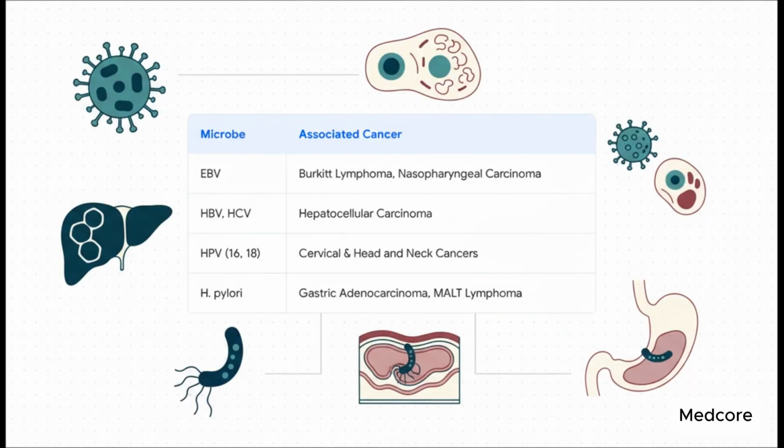And here are the big ones you just have to know. EBV, linked to Burkitt's lymphoma. Hepatitis B and C, huge drivers of hepatocellular carcinoma. Those high-risk HPV strains, 16 and 18, they're famous for causing cervical cancer. And the bacterium H. pylori, a major risk for stomach cancer. Seriously, commit these to memory.